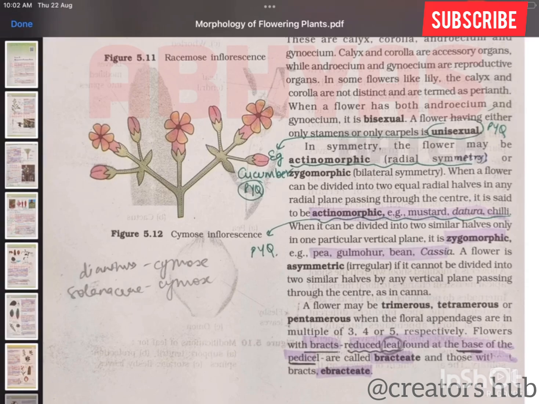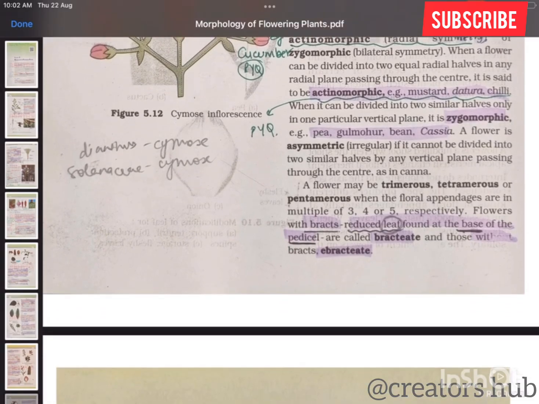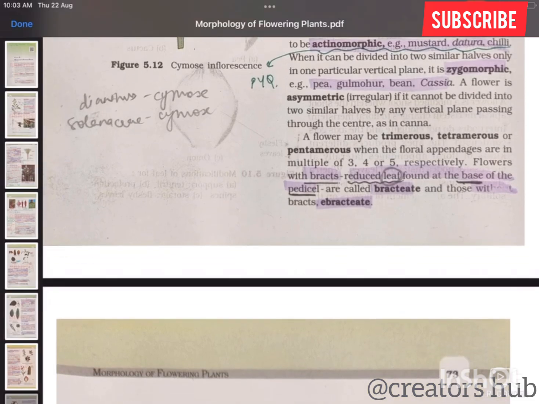When a flower can be divided into two equal radial halves in any plane passing through the center, it is said to be actinomorphic. Example: mustard, datura, chili. When it can be divided into two similar halves only in a particular plane, it is called zygomorphic. Example: pea, gulmohar, cassia, bean. A flower is asymmetric, irregular, if it cannot be divided into two halves by any vertical plane passing through the center, as in canna.